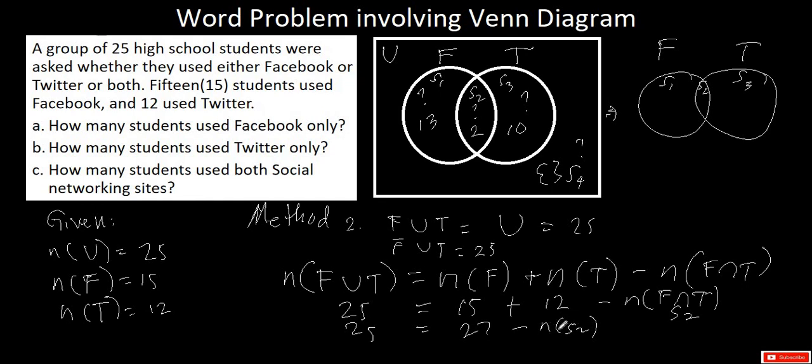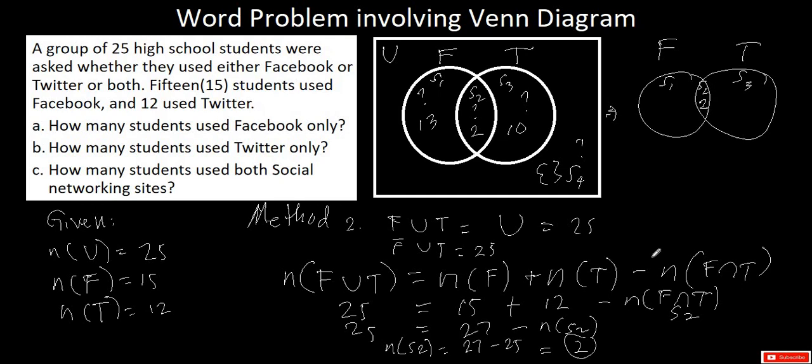Okay, so here, what will we subtract from 27 to get 25? The answer is 2. So how did we get this 2? N of S sub 2 is equal to, we simply subtract 25 from 27. So 27 minus 25, and the answer is 2. So here, in this method, we solve first for the cardinality of the intersection, which is 2. In our first method, we solved for S sub 1, then S sub 2, S sub 3. But in our second method, using the formula for the union of two sets, you will compute first for the intersection, or the cardinality of S sub 2.